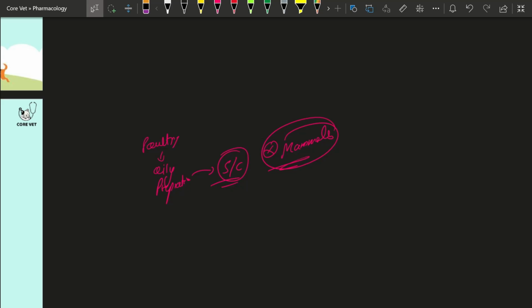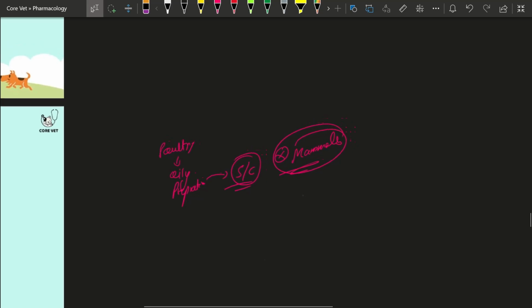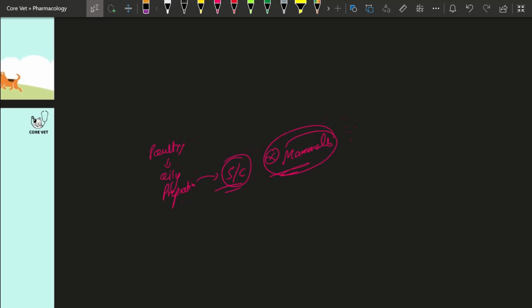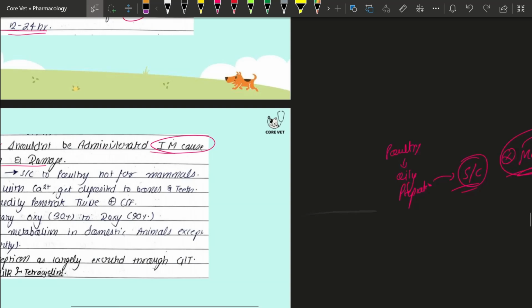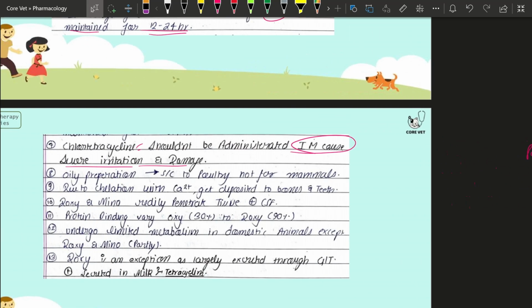There are certain diseases like blue comb disease in the turkey, right? And there is also CRD in the poultry, right? So for the treatment of those specific diseases, we can use tetracycline in the oily preparation through the subcut route. Now moving towards the chelation of calcium that I had told you about above, it gets deposited in the bones and the teeth.